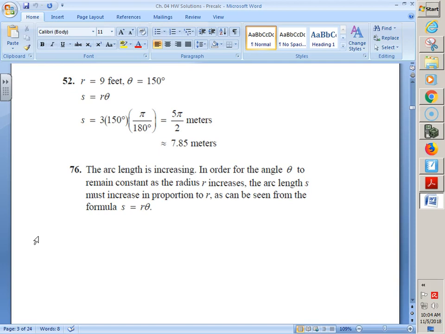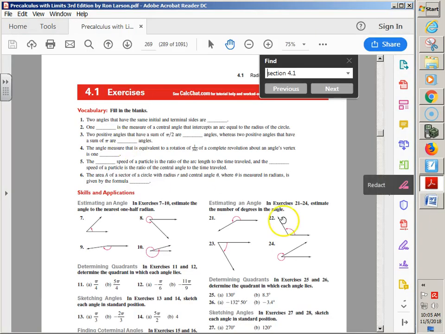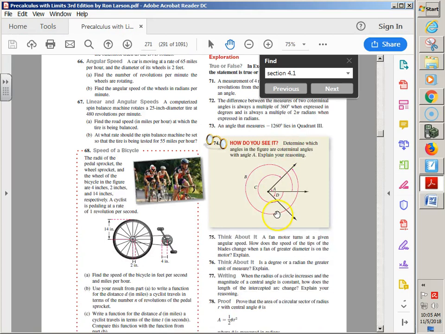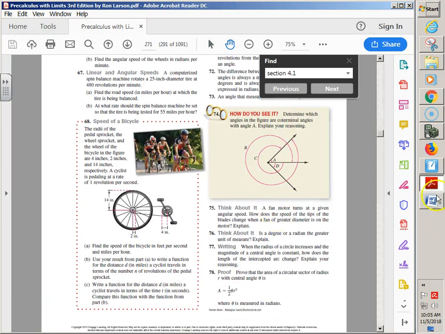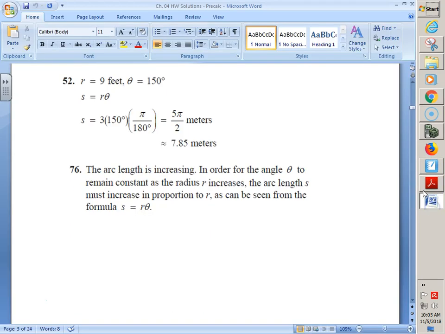Number 76 is the last one. Arc length must be increasing. That one might have been a little confusing for you guys to visualize. We can go to it really quickly. Oh, did no one stop me on that? Your question had nothing to do with arc length, right? What was your question?